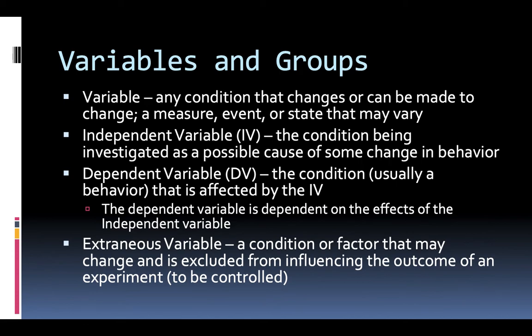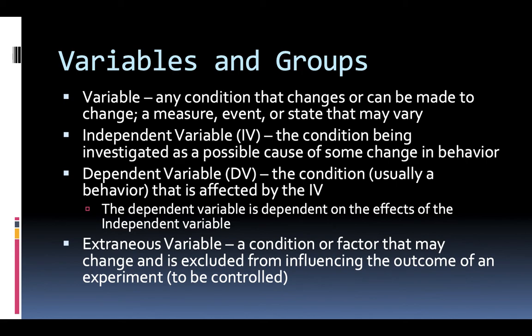Our dependent variable is the condition that's affected by the independent variable. So in this case, it'd be the flavor or the texture or the color of the cookies. It's the outcome. So the dependent variable depends on the effects of the independent variable. So by changing the sugar from white to brown, the flavor of the cookies will change, and that's dependent on the type of sugar we used. So the best way to remember this is the independent variable is what's manipulated, and the dependent variable is what is measured.